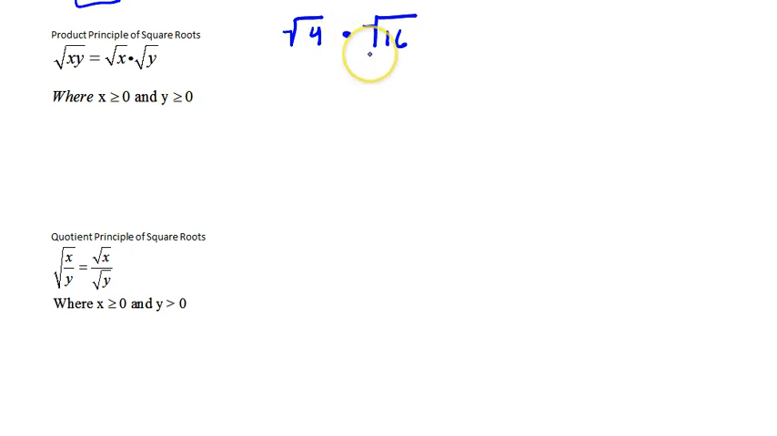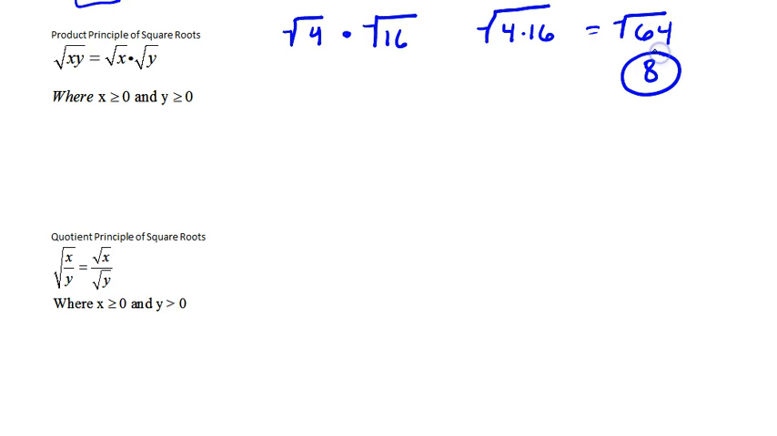So let's look at our two numbers here. If this is true, then I should be able to rewrite this as the square root of 4 times 16. Now I know that 4 times 16 is 64. And I also know that 8 squared is 64, so 8 would be the square root of 64. So this would be an application of the product principle for square roots. Let's look at another example.